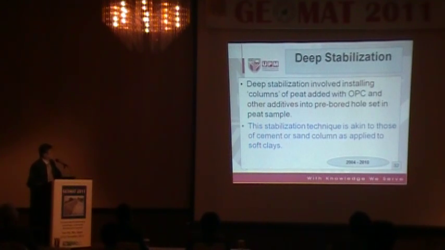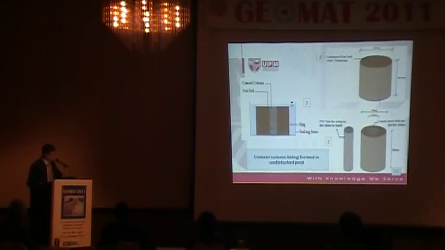Next, we look at column. Well, practically, shallow stabilization is not something that we would use for most practical applications. Obviously, if you're interested in some kind of real treatment, probably the deep stabilization technique is a bit better off. So we start looking at deep stabilization, involving installing columns of peat with cement and additive into a pre-bored hole in the peat sample. So basically, this is what is done.